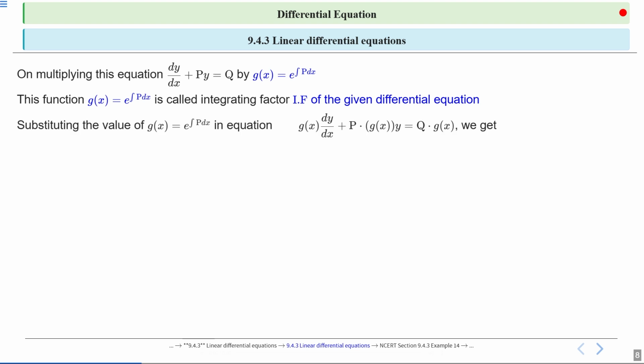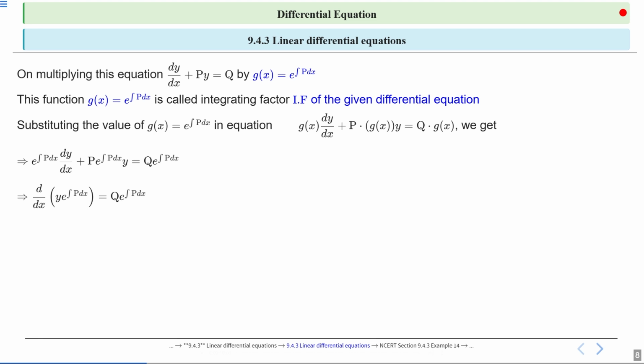So just substitute the value of this integrating factor, that is e to the power integral of p dx, in the equation. When we multiply the differential equation by g(x), we get g(x) into dy/dx plus p into g(x) y is equal to q into g(x). Now we substitute the value of g(x) into this equation. We get e to the power integral of p dx into dy/dx plus p into e to the power integral of p dx y is equal to q into e to the power integral of p dx.